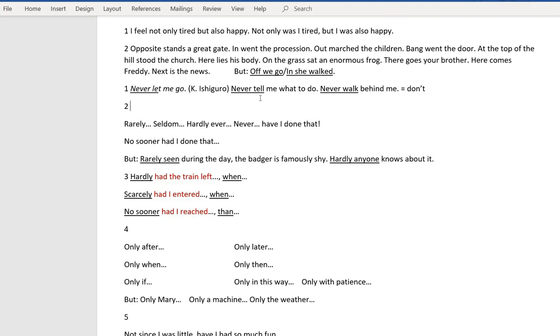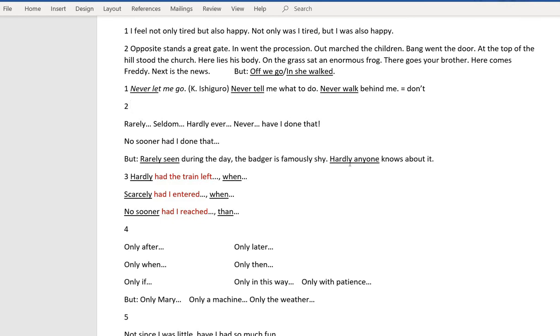And, wait, before we move on, I have my exception. "Rarely seen during the day, the badger is famously shy." No inversion. "Hardly anyone knows about it." Now, I'm showing you words that we saw prompting inversion, like rarely and hardly. But now, the words actually, once again, modify the word next to them, not the whole phrase. So "rarely seen" and "hardly anyone," right? So that's why there is no inversion in these cases.